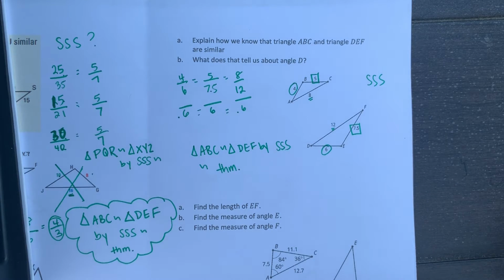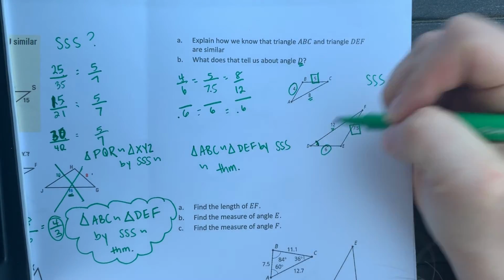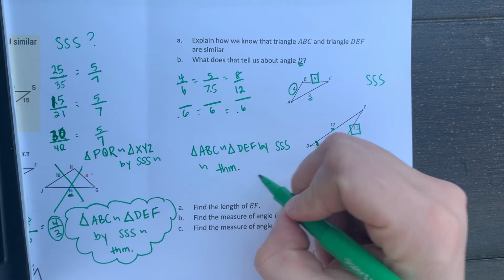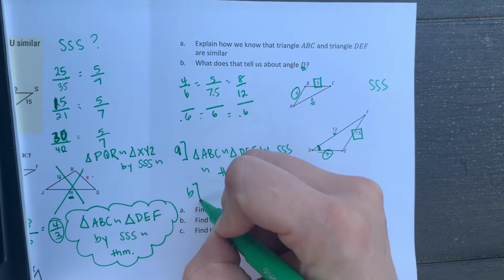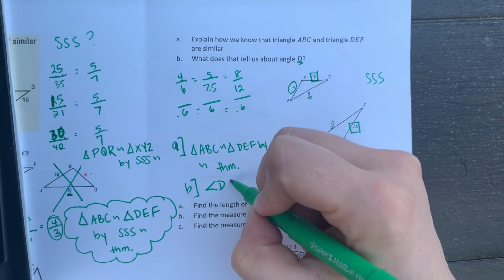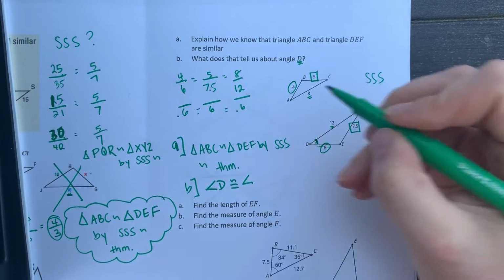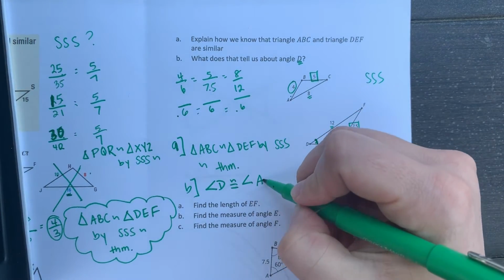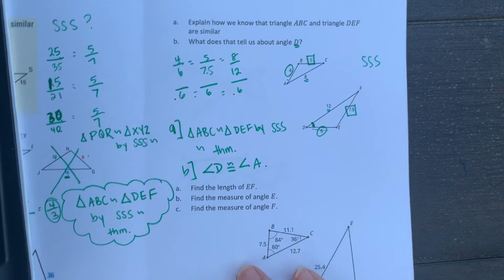So angle D here is between the small side and the large side. So that means angle D, I'm going to put letter A next to that. Angle D is congruent to angle A. Bam. Easy peasy.